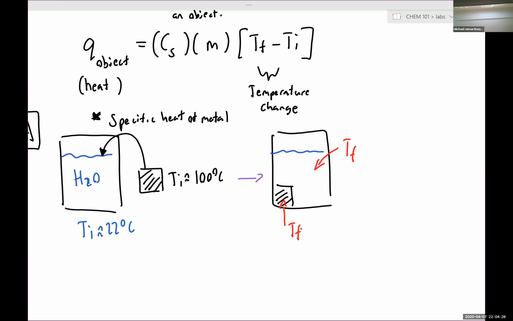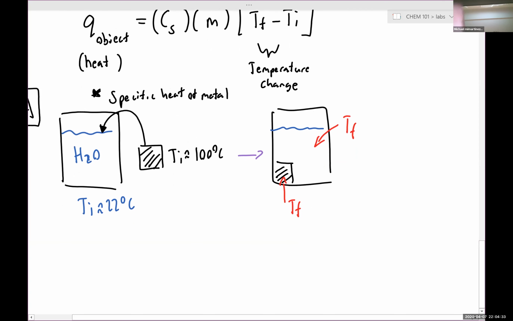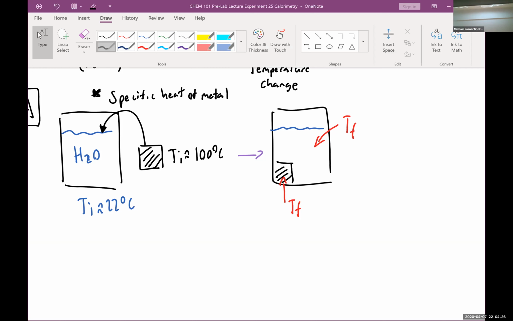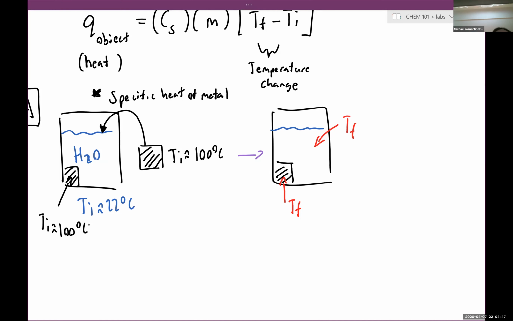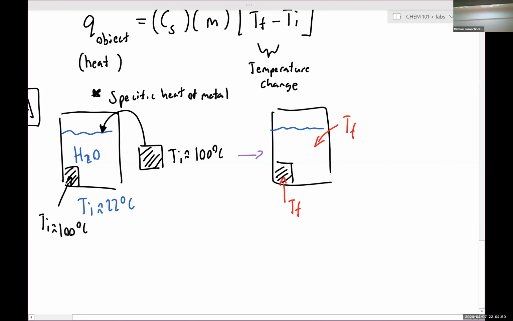You don't have to measure the duration, only the final temperature. Now, if we think a little bit about our map, in a snapshot when our metal block is placed in the water, it has a T initial of around 100 degrees Celsius. Since we have this warm metal block sitting in cold water, is heat going to flow into or out of our metal block? Out, exactly. Heat flows from high temperature objects to low temperature objects.